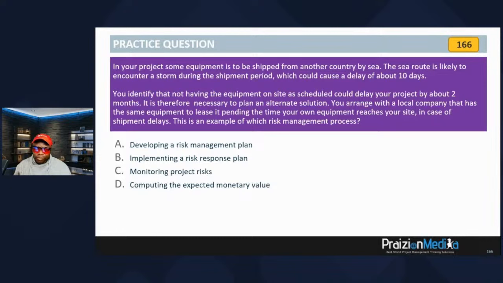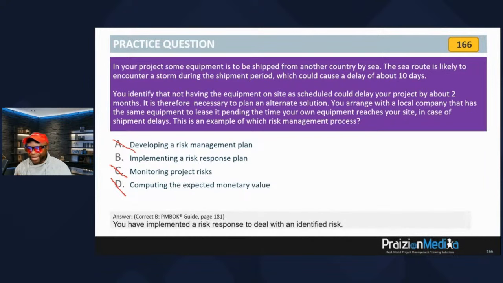So, using the process of elimination, you're not developing a risk management plan. Nope. And you are not merely monitoring. No, sounds like you're doing more than just looking. You're doing something, you're taking action. And this has nothing to do with EMV. It's not the expected monetary value. There's nothing like that in the question. So the best answer, project managers, is B.